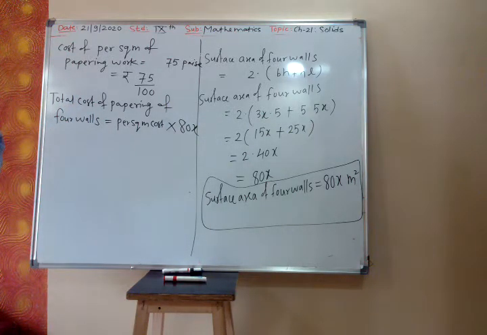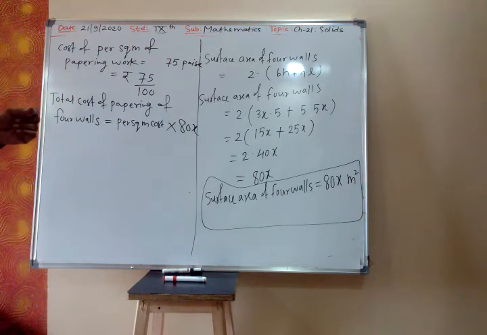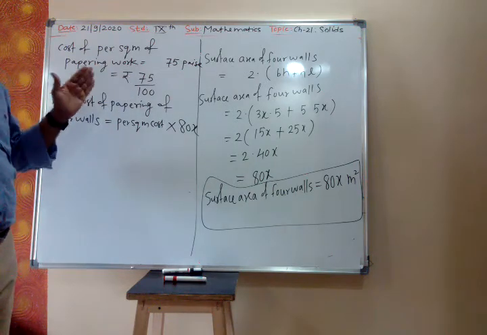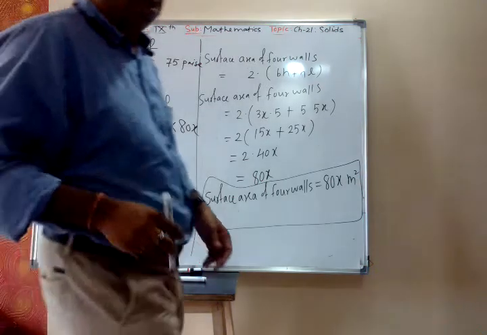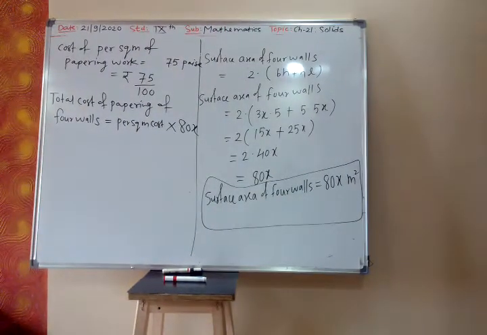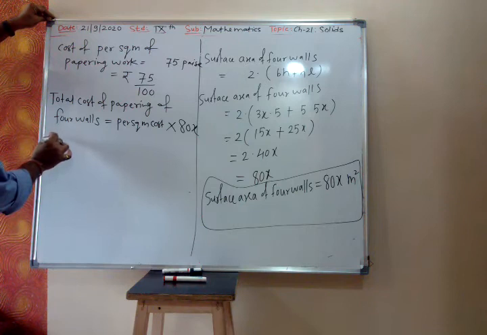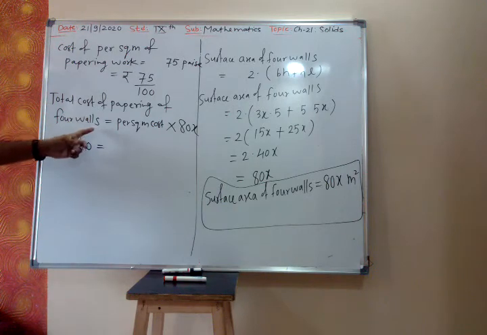But total cost of papering is given. Read the question: the cost of papering of the 4 walls of a room. I have written 75 upon 100. Now total cost of papering is given. How much is that? Total cost of papering is 240 rupees. So we write 240 rupees is equal to per square meter cost.